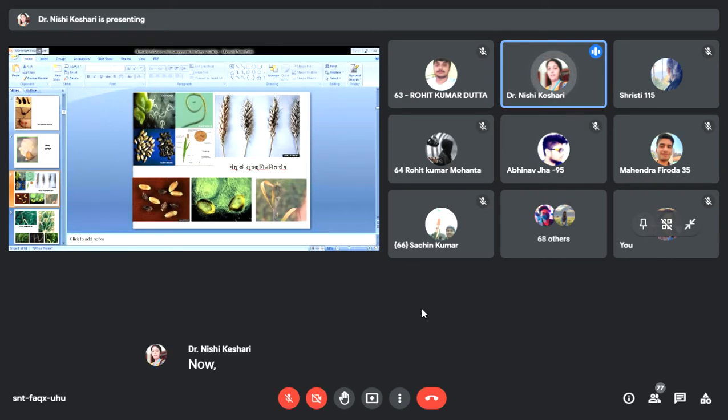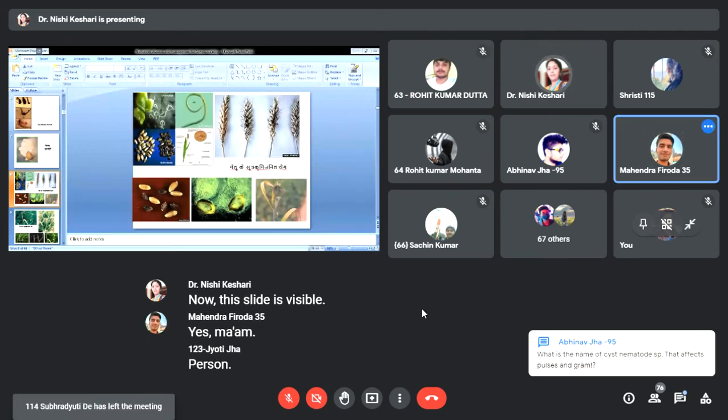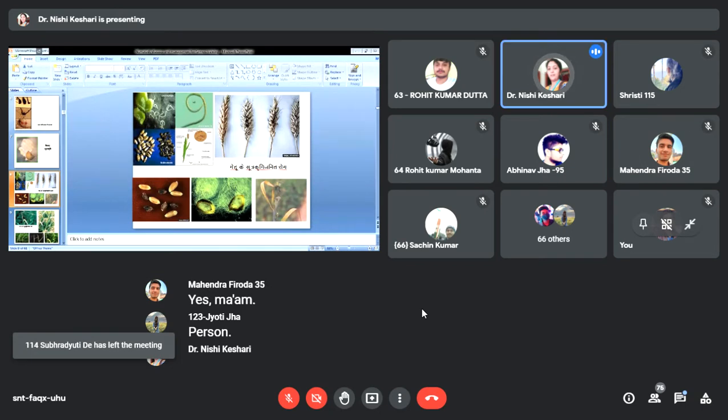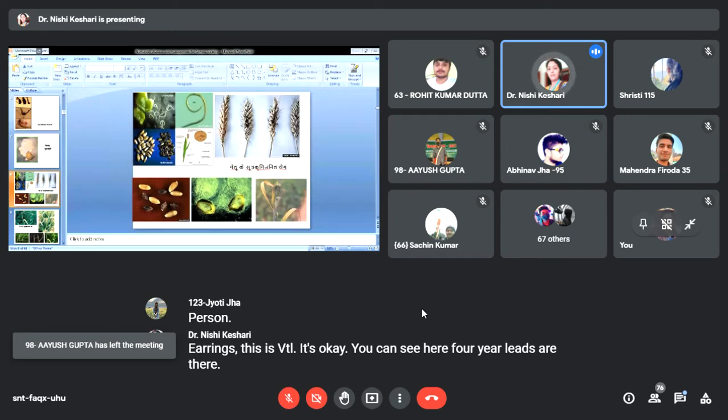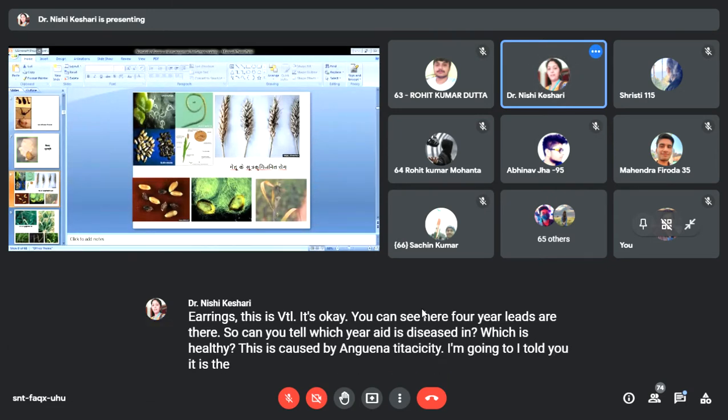Now this slide is visible. Yes ma'am. Earheads. This is wheat earheads. You can see here 4 earheads are there. So can you tell which earhead is diseased and which is healthy? This is caused by Anguina tritici. Anguina, I told you, it is the pest of wheat.